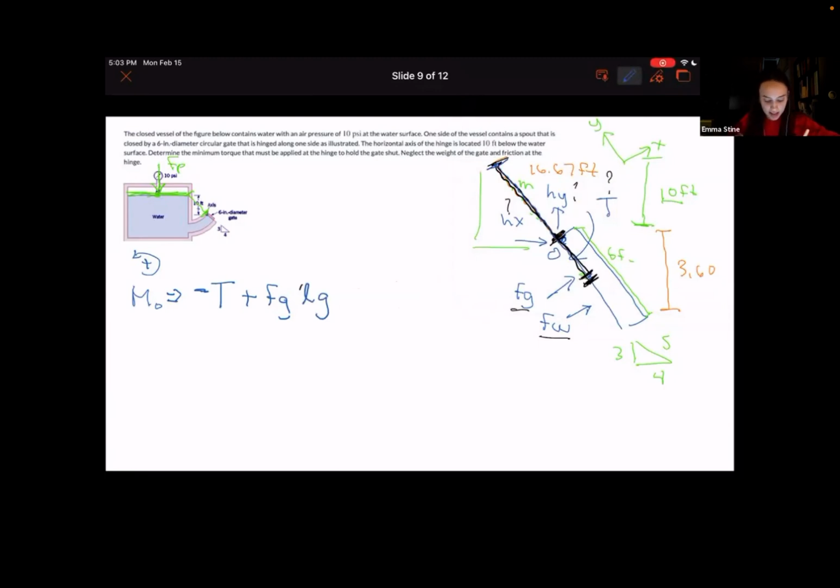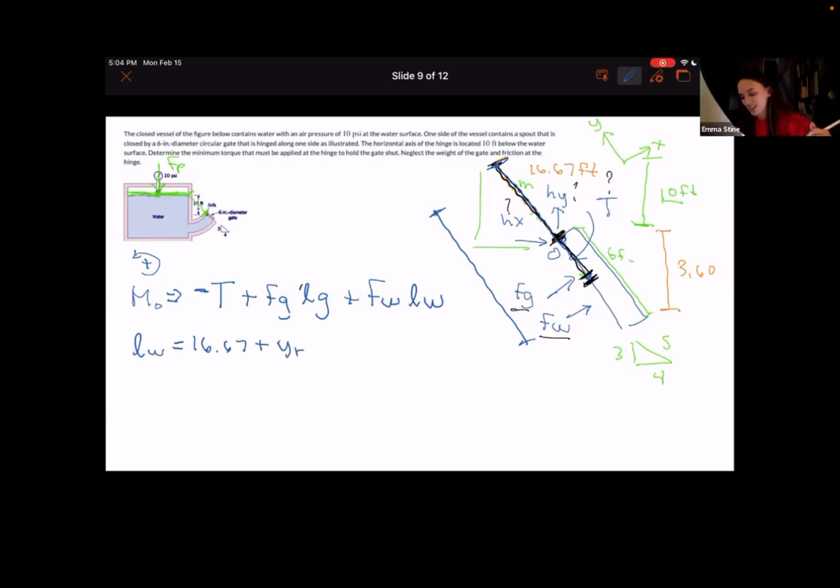And then plus now our force from our water, which is also positive, which is going to be FW. And now we got to get this length, which is going to be called LW. LW is going to be a little difficult. LW, I got it. LW will be 16.67 plus YR. Alexi, tell me if I'm doing this wrong.